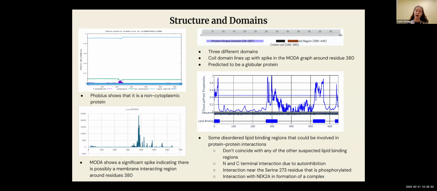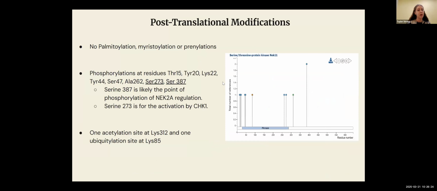Disolipid shows that there are quite a few lipid binding regions, which I believe to be involved in protein-protein interactions, as there is one on the N and C terminal, which are known to bind for autoinhibition of the protein. And it forms a complex with NEC2A, so it is likely that one of the other sites is involved in the formation of the complex with NEC2A.